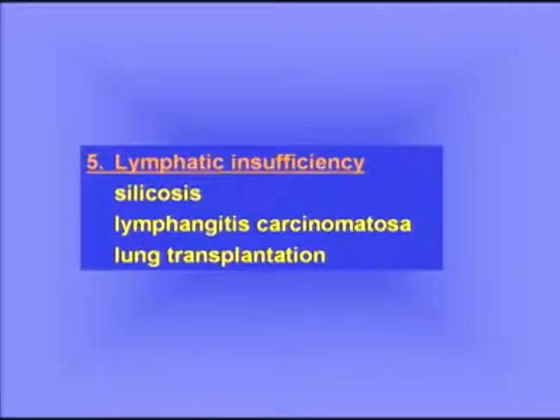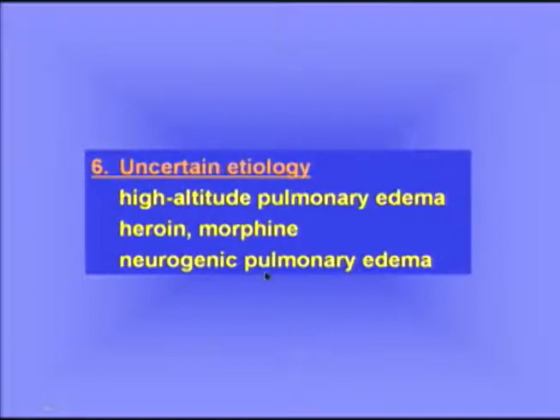Lymphatic insufficiency is a rather uncommon cause, but does occur. In silicosis, for example, the silica particles are very toxic. They're picked up by the macrophages, which enter the lymphatics perhaps, and the macrophages die and plug up the lymphatics. So that sometimes occurs. Lymphangitis carcinomatosa, where you get carcinoma cells plugging up the lymph vessels, is another example. And in lung transplantation, you get pulmonary edema, but of course there are no lymphatics that are transplanted, but there it's an immunological problem probably.